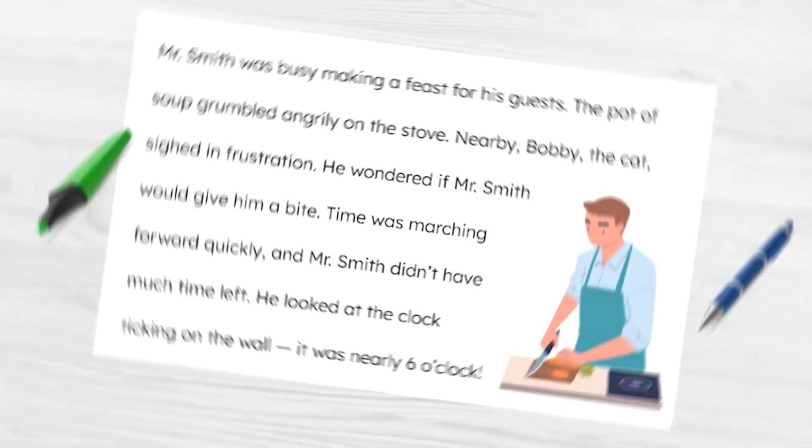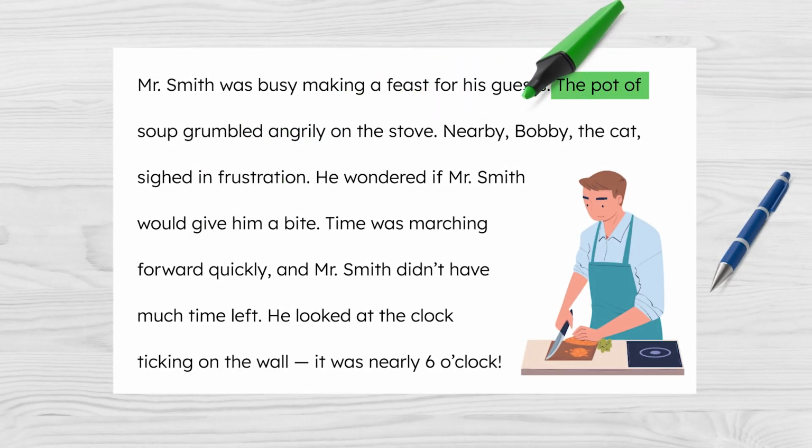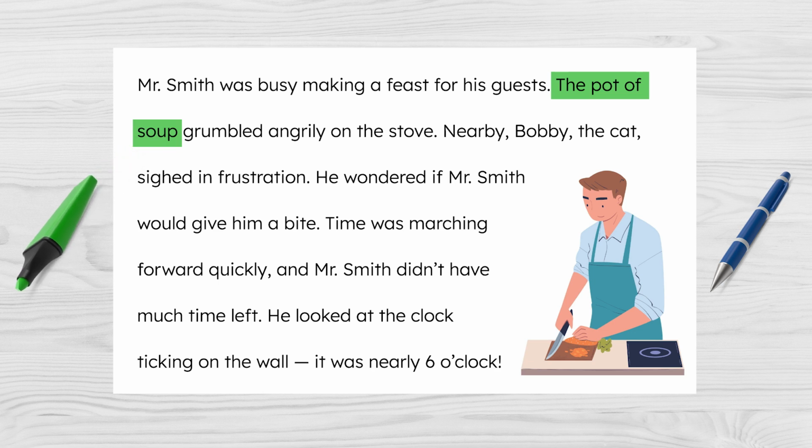Now let's find personification in the text. First, we need to search for objects, animals, or ideas. Here's an object, the pot of soup. What human-like actions does the author use to describe it? They use grumbled, but that's not all. They also use the human emotion angrily to describe how the pot grumbles. Adding feelings or emotions is another way authors personify objects, animals, or ideas.